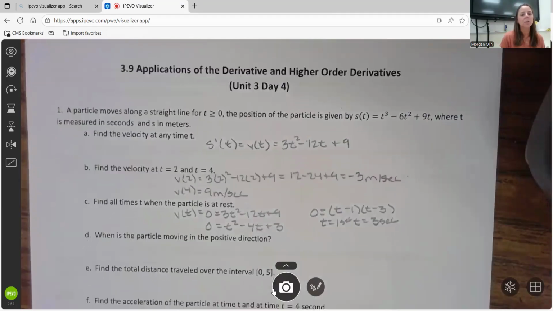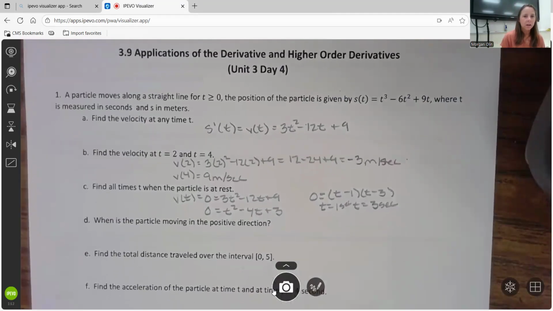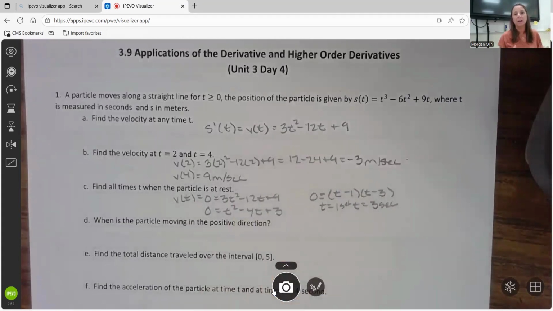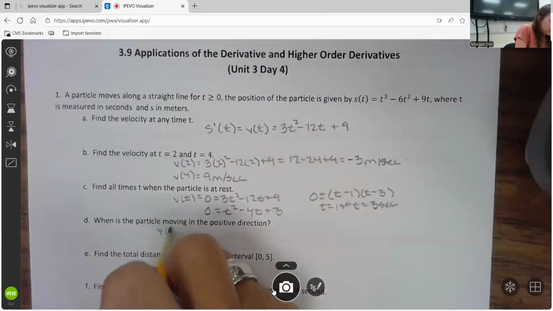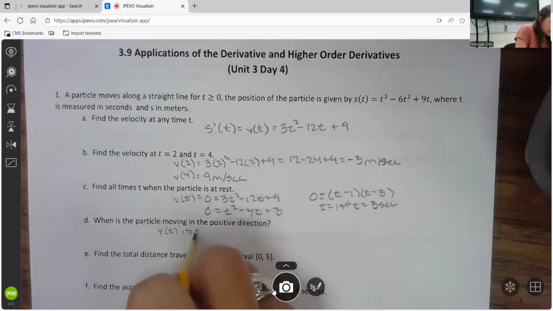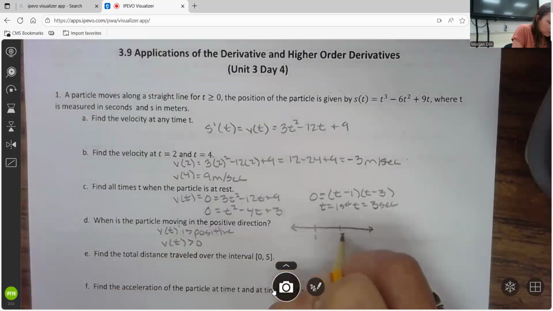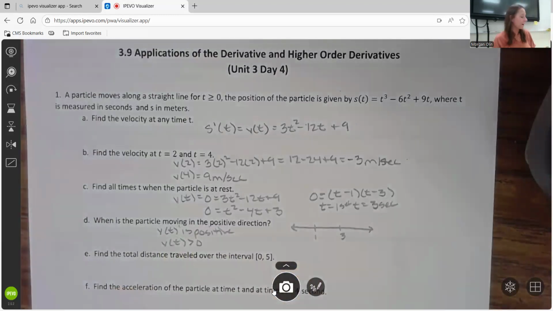Okay, so when is the particle moving in the positive direction? Always get in the habit of writing this down, because a lot of times they'll say justify. I know it doesn't here, but it's when v of t is positive, or you can even put v of t is greater than 0. Think about those two resting points right here. Sign lines don't count as work, but I find they're very, very helpful, so I'm going to use one right now.